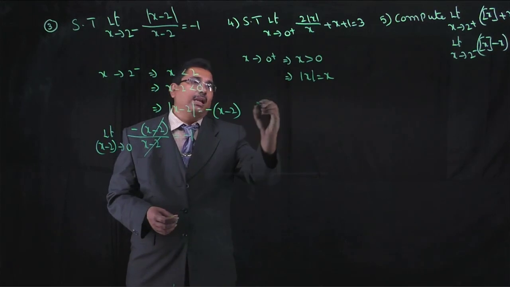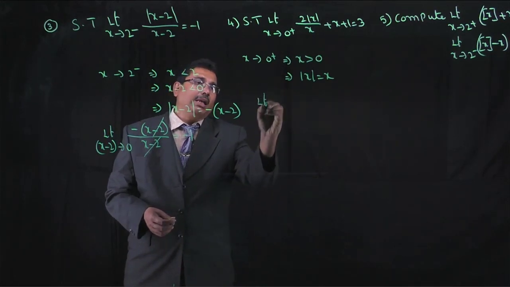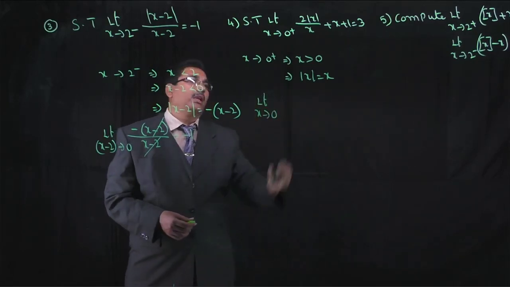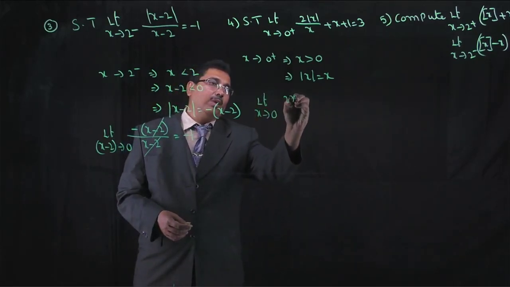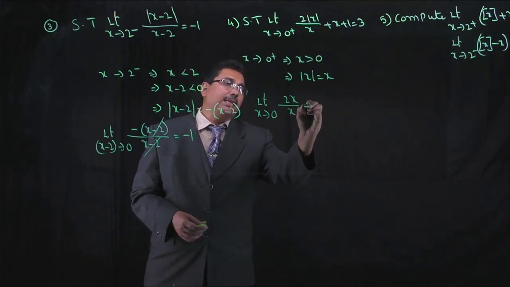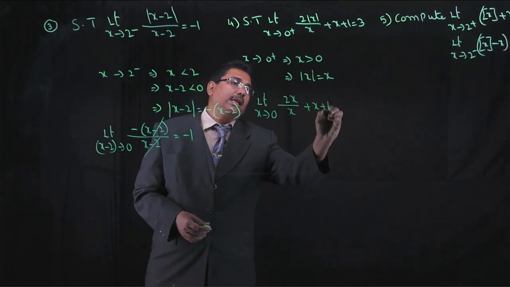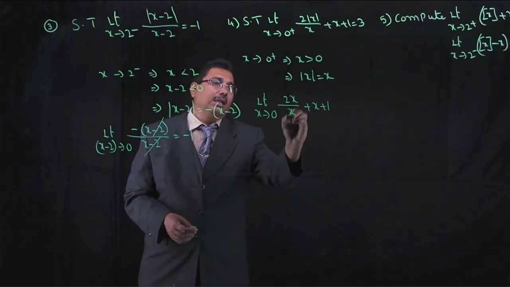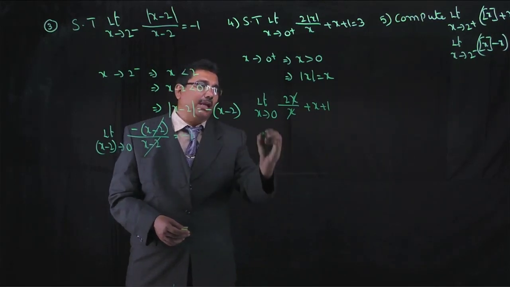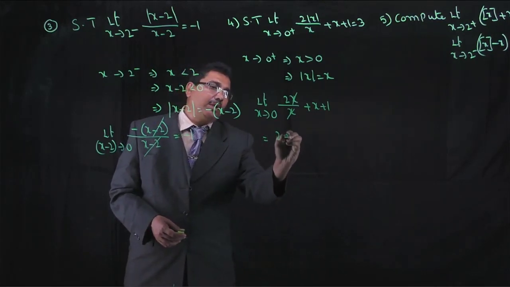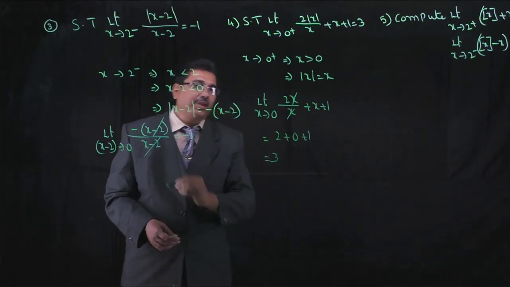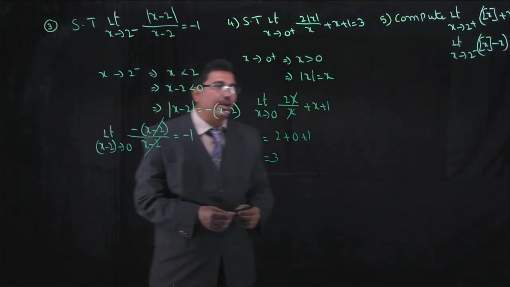Now the limit value: limit x tending to 0 of 2 into x divided by x plus 1 plus x plus 1. Here x gets cancelled. Now by applying the limit value, we get 2 plus 0 plus 1, that is equal to 3. Right, that is the limit value.